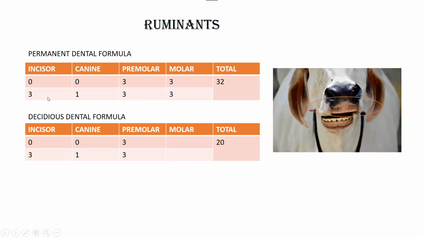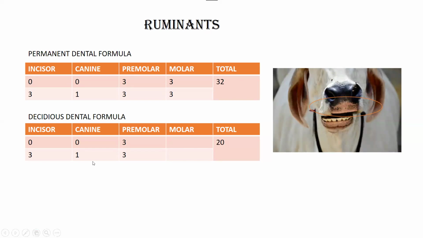But there are 2 things over here. First thing is that in the upper dental arcade, we have a dental pad, like the one encircled over here in this picture. That is why a cow does not have the upper incisors and canine in the upper dental arcade. And many students do this wrong in their exams, that they mention the teeth in the upper dental arcade, but you have a dental pad rather than teeth.